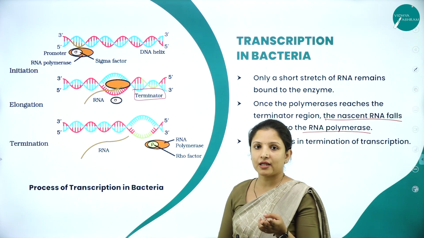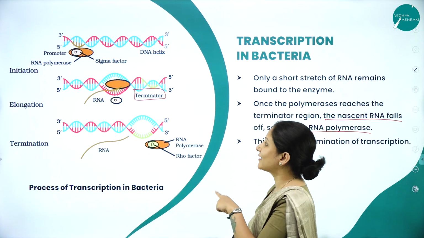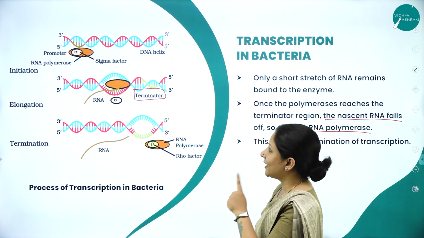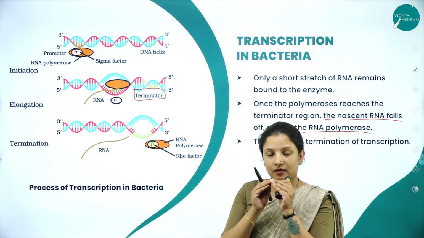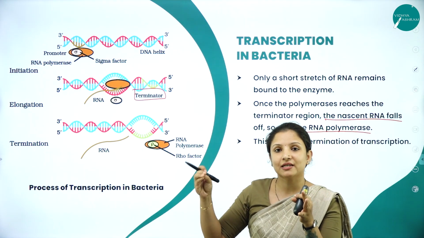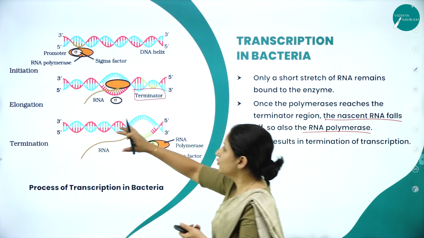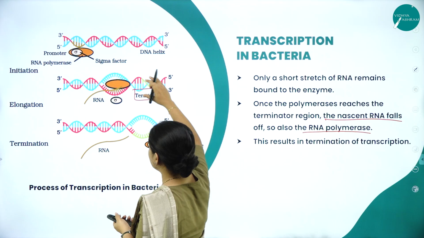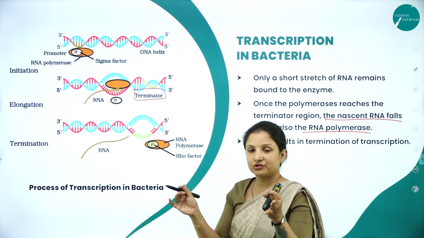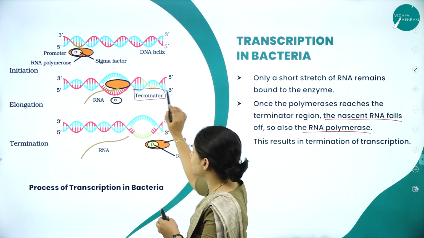During initiation, what will happen? The RNA polymerase will go and bind to the promoter region on the coding strand, along with the sigma factor, and there it will make the DNA strand unwind, separate or open up, and it will start synthesizing the mRNA strand. As the RNA polymerase moves along the DNA strand from the promoter region, it keeps opening the DNA and keeps synthesizing the mRNA strand up till where? Up till the termination region.